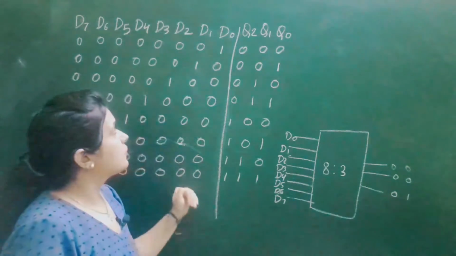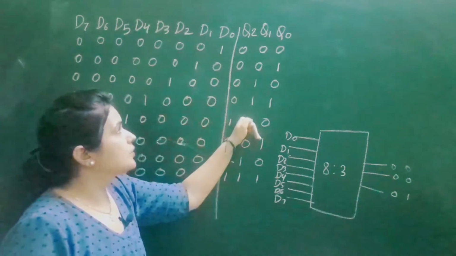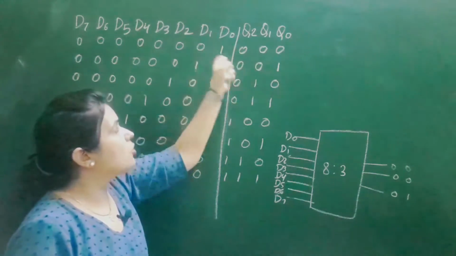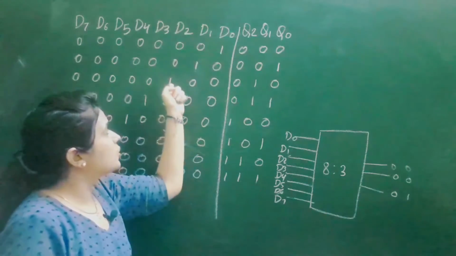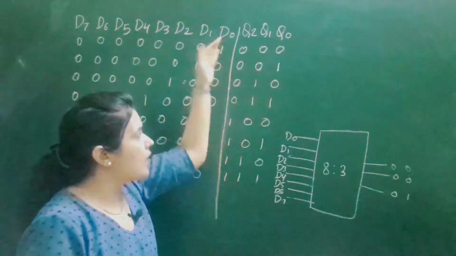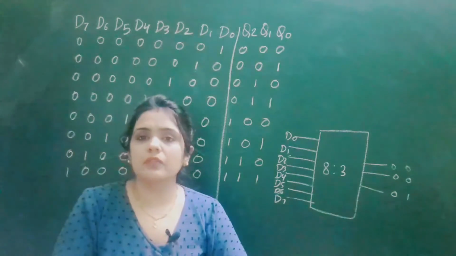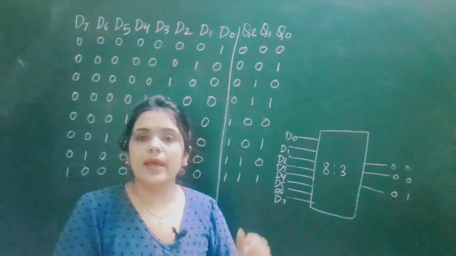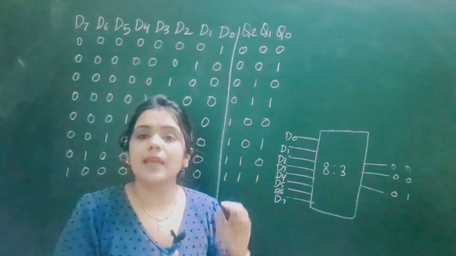Now this is the truth table for simple octal to binary encoder. When D0 is high, output will be 0, 0, 0. When D1 is high, output will be 0, 0, 1. When D2 is high, output will be 0, 1, 0 and so on. But here we are considering one thing, that at a time only one input line can be high.